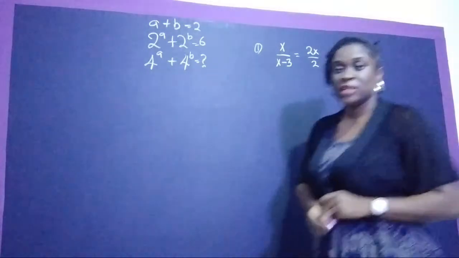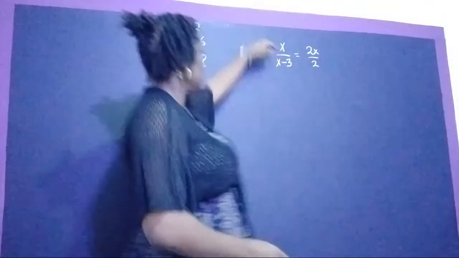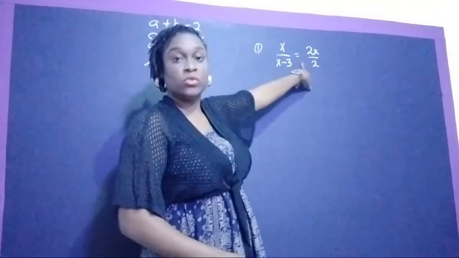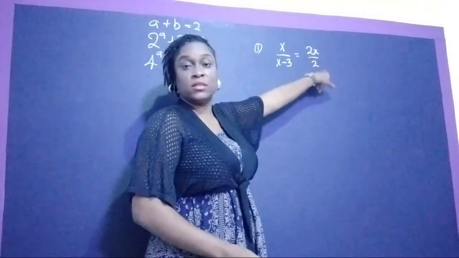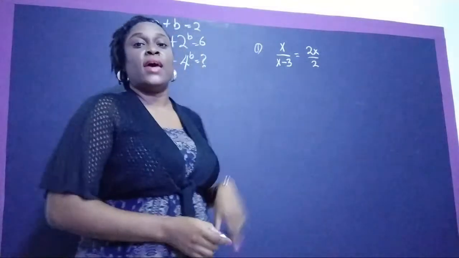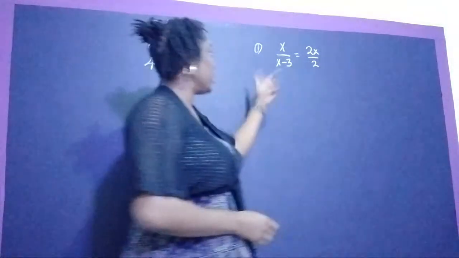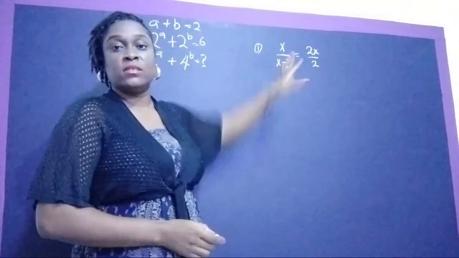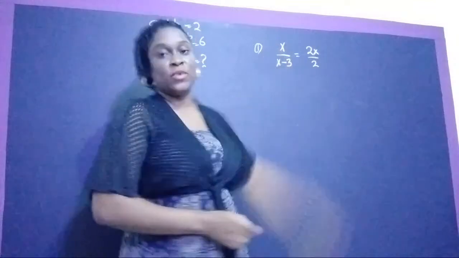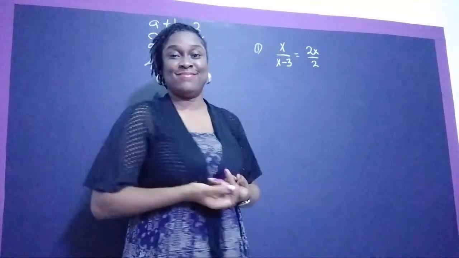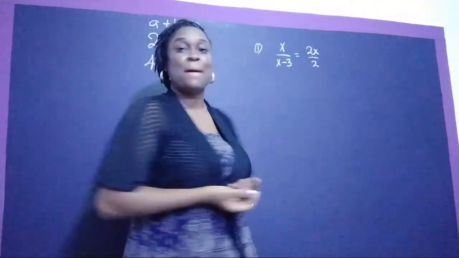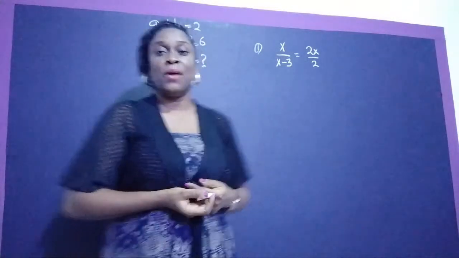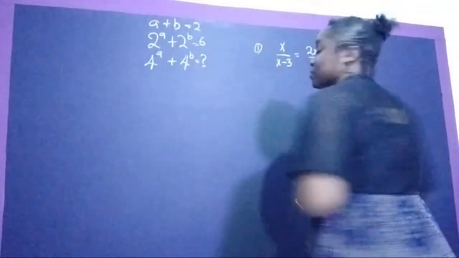The question says x all over x minus 3 is equal to 2x all over 2. And we're supposed to find the value of x. Just take a good look at this. Is it difficult or is it easy? Well, let's find out how we can tackle this problem.